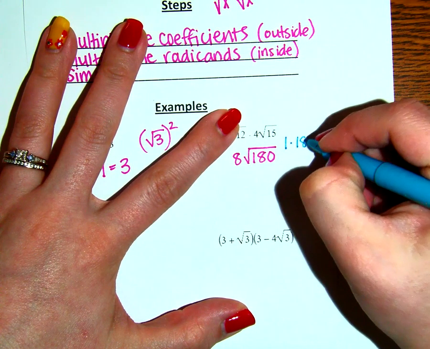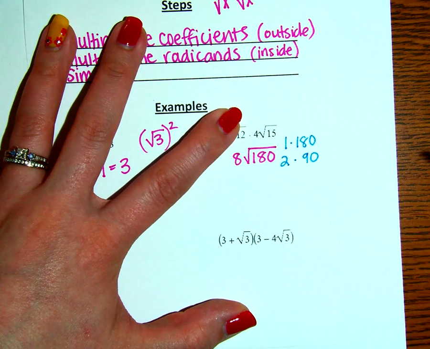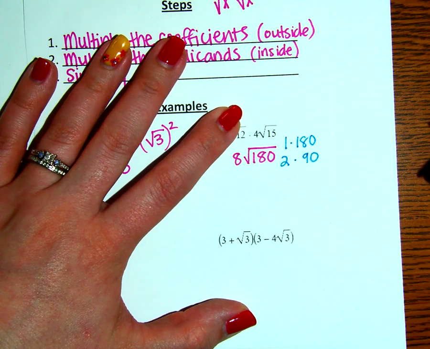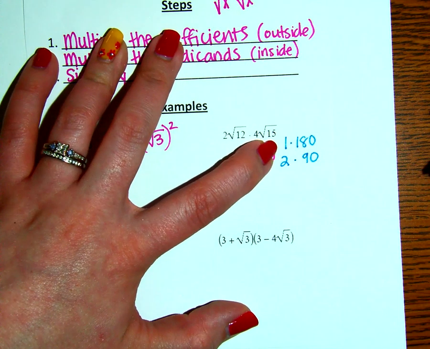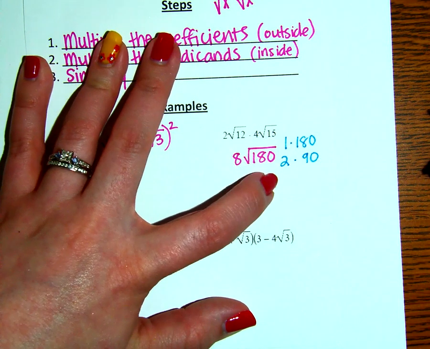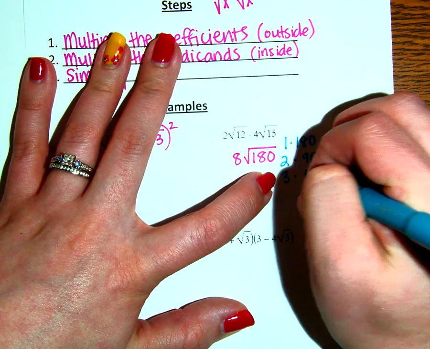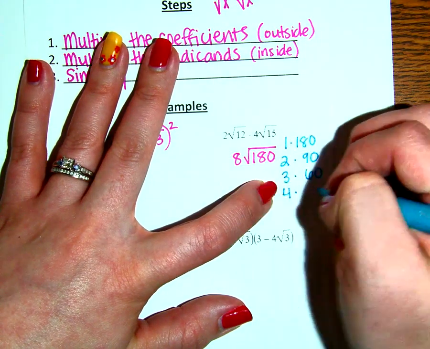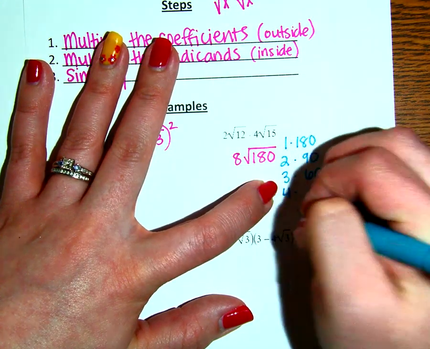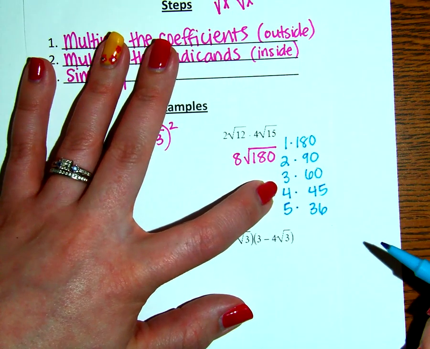90 and 2. 18 and 10. 9 and 2. Wait, that's 18. I don't know. 9 and 20. Remember, I always start with 1 and I work my way up. So 1, 2, does 3 go in there? Yes. 3 and 60. How about 4? Yes. 45. 5. 9 and 20. 36. Okay, this is where I would stop.